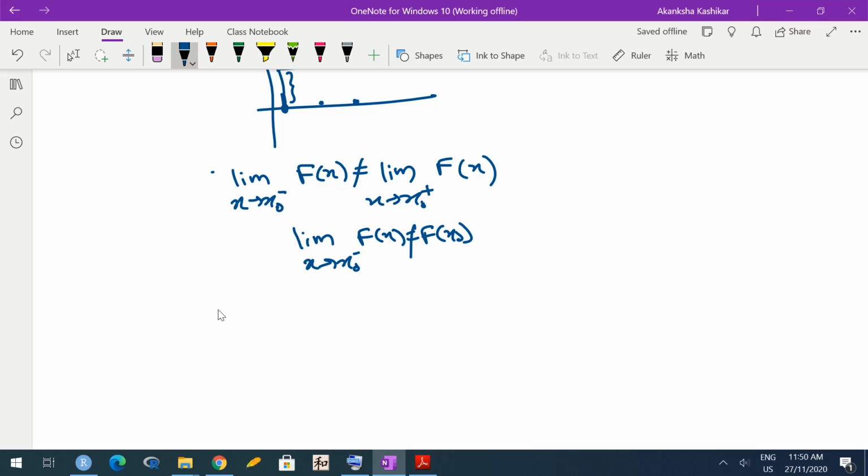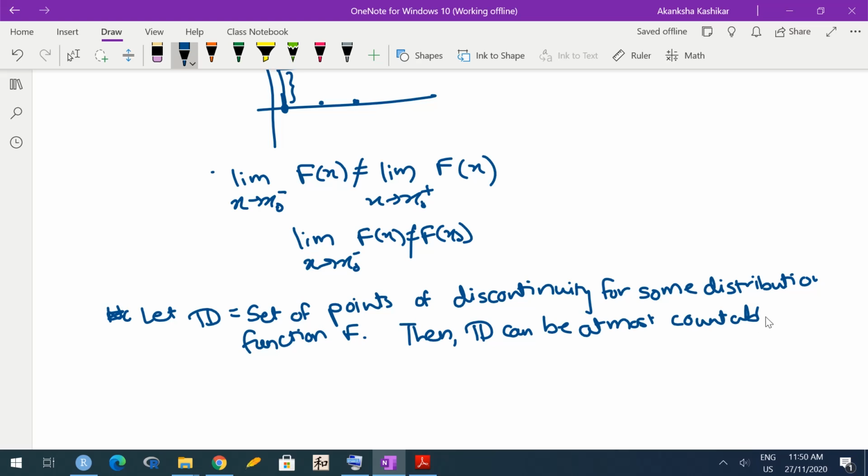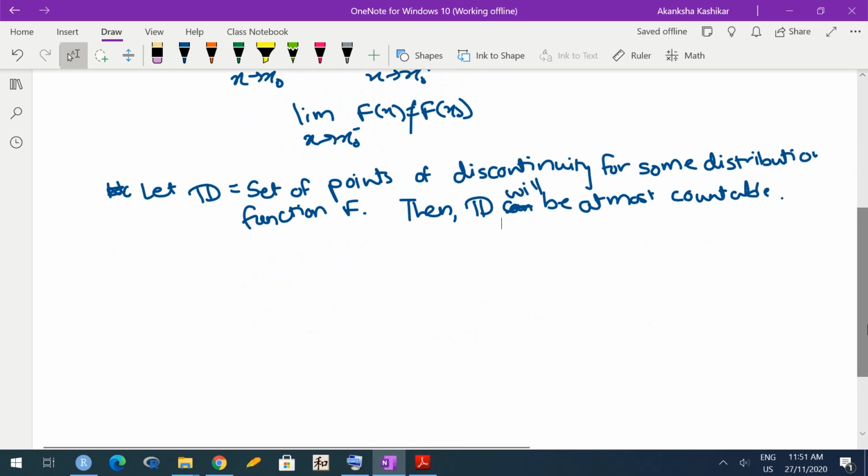Okay, now we will see one interesting result about points of discontinuity. Let me state the result. Let script D be the set of points of discontinuity for some distribution function F. Then the result says D is at most countable. D cannot be uncountable. Okay, so let us try to prove this result. The proof is quite interesting.